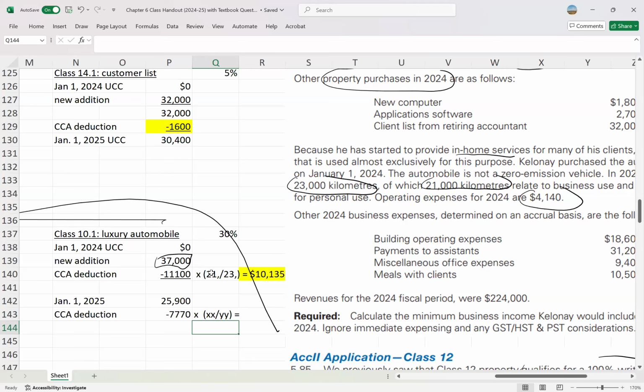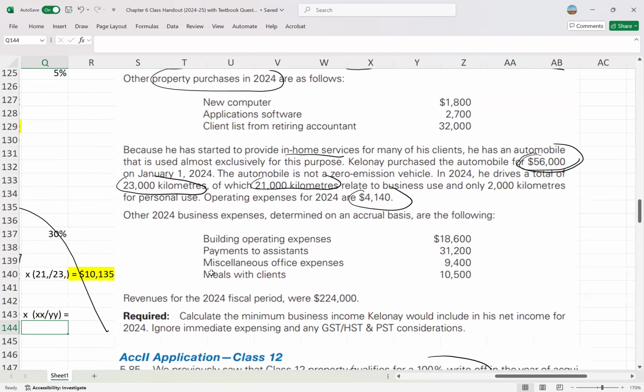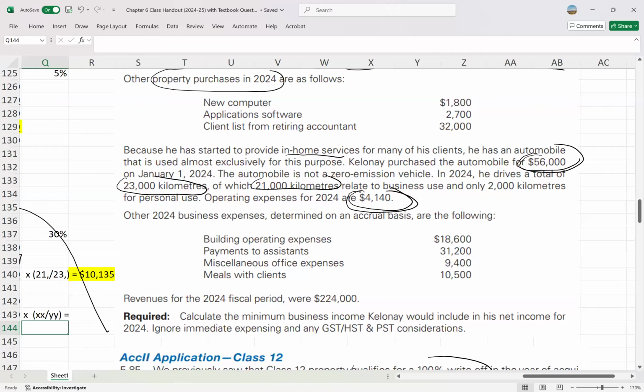So we've done all the CCA calculations, but we haven't actually looked at the income and other expenses for his business. So we know that there's car operating expenses, 4,140. He has all these other business expenses, and then we're given his revenue for the year. So why don't we go back to the top of this question? We'll put down the revenue, 224,000, and then we'll list all these expenses as well.